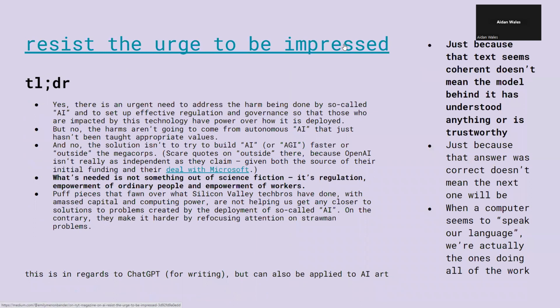There's this article, Resist the Urge to Be Impressed. This is more talking about ChatGPT, the text rather than image, but it's still relevant. A big part of this is, yeah, this is cool stuff, but we're in the Wild West right now and not necessarily in a good way because of those issues of consent and copyright and who this belongs to. Another thing is, just because the text seems coherent doesn't mean the model behind it has understood anything or is trustworthy.